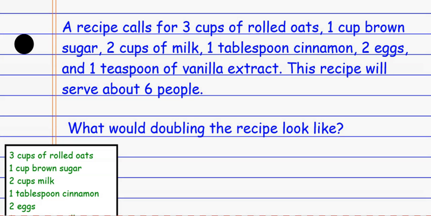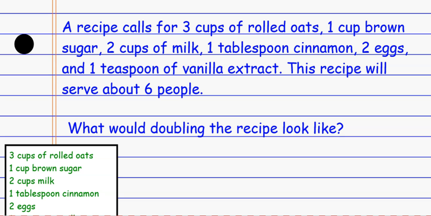If I look at something like this, it says a recipe calls for 3 cups of rolled oats, 1 cup of brown sugar, 2 cups of milk, 1 tablespoon of cinnamon, 2 eggs, 1 tablespoon of vanilla extract, and it should serve about 6 people. Okay, and this is a recipe for baked oatmeal. If you want the rest of that recipe, you can let me know. But anyway, what would doubling the recipe look like?